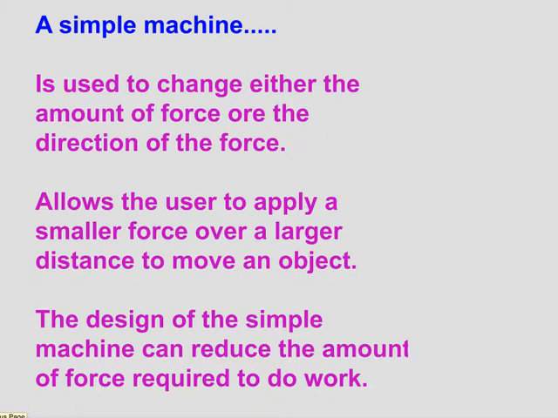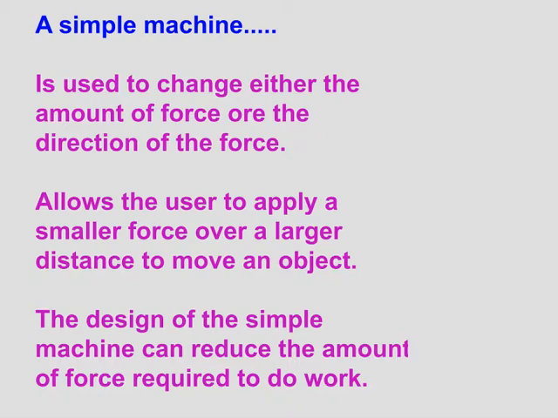A simple machine is something that's used to change the amount of force or the direction of force on an object. Oftentimes machines are designed so that the user can apply a smaller force over a large distance so that you can move something that's too heavy for you to pick up or otherwise too hard to move. That's oftentimes but not always what simple machines are used for.